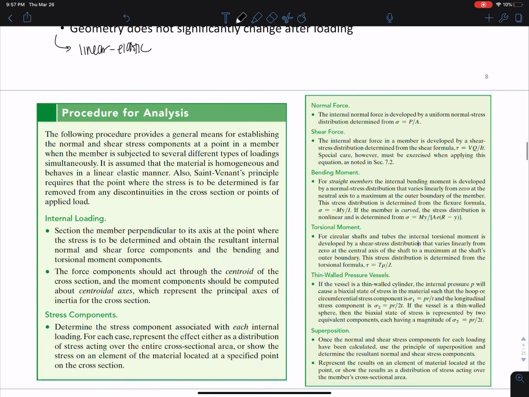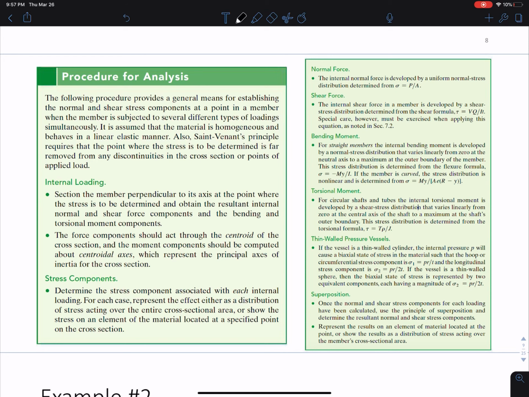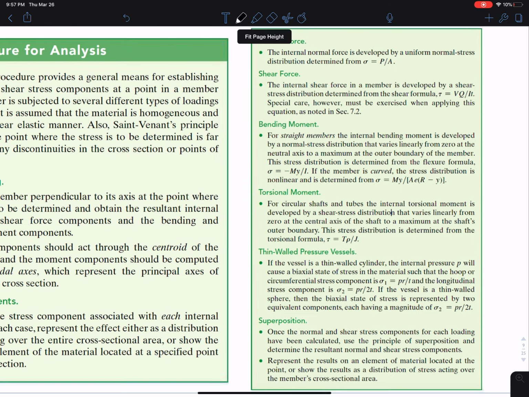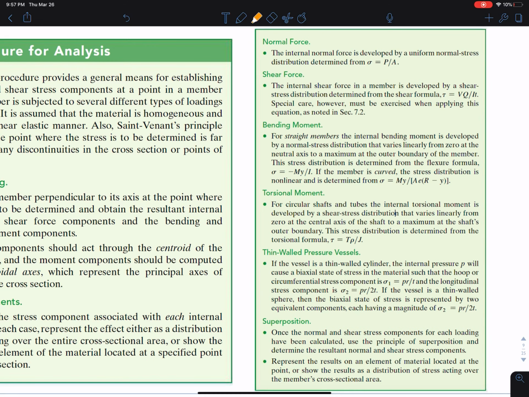Okay, so I took these screenshots from the book because they were really helpful in giving a nice overview of everything. This is just a general procedure for analysis, and it talks about what you have to do in terms of internal loading, and then also each stress component that we've already talked about. If we come to this side here, you see this is for normal force, shear force, bending moment, torsional moment. This is the thin wall pressure vessels that we just talked about. And then superposition here allows us to add everything up.